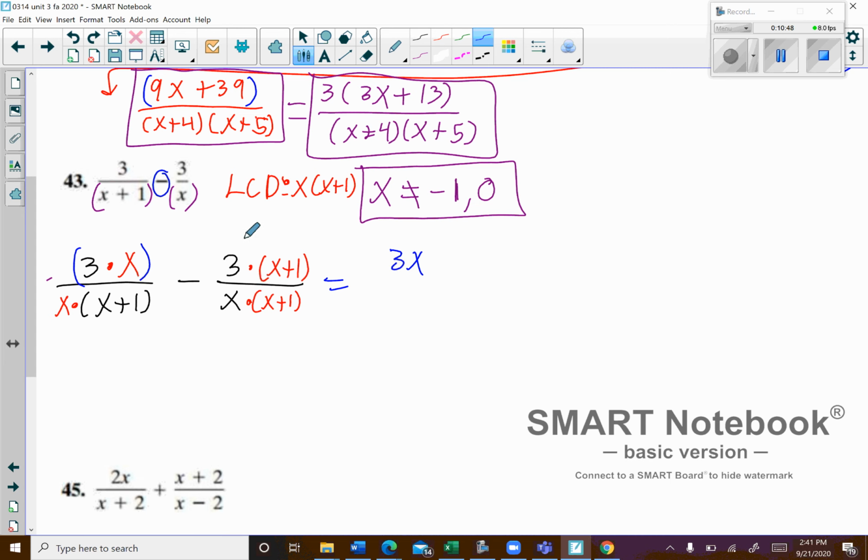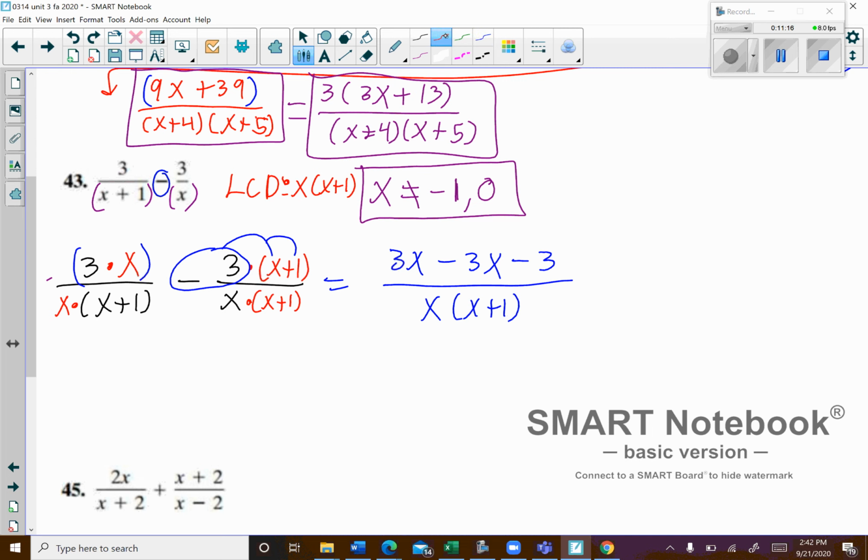Now, this is where you have to be careful. I have to distribute the 3, but it's a minus 3, so you have to take that into account when I distribute it to the x and to the plus 1. So the minus 3 times x is going to become a minus 3x, and then the minus 3 times plus 1 becomes a minus 3. And then that's all over my LCD, which was x times x plus 1.